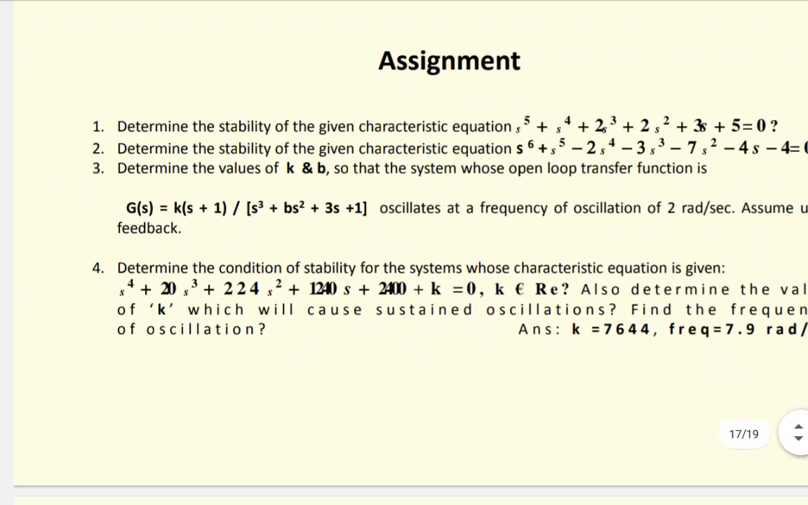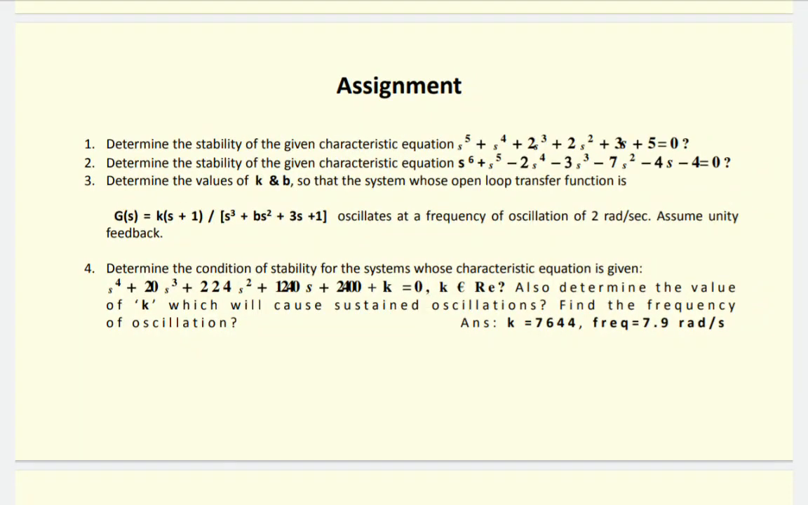These are the assignments for you. Determine the stability of the characteristic equation s^5 + s^4 + 2s^3 + 2s^2 + 3s + 5 = 0. Determine the stability of the given characteristic equation s^6 + s^5 - 2s^4 - 3s^3 - 7s^2 - 4s - 4 = 0. Then determine the values of K and b so that the system whose open loop transfer function is G(s) = K(s + 1)/(s^3 + bs^2 + 3s + 1) oscillates at a frequency of oscillation of 2 radian per second, assuming unity feedback.